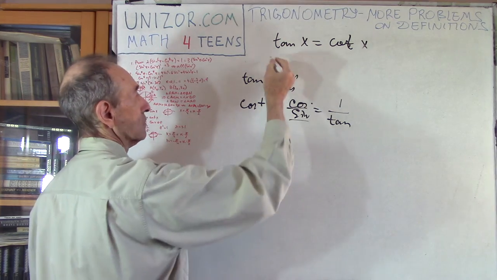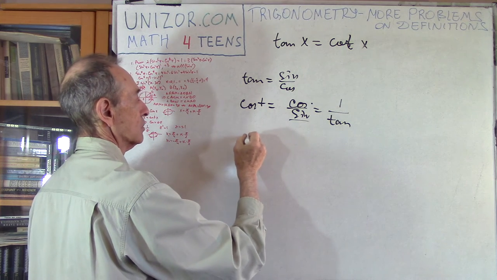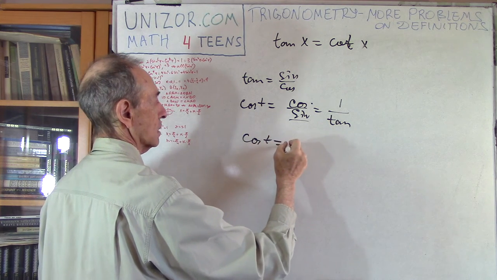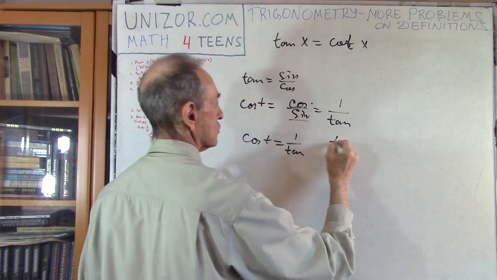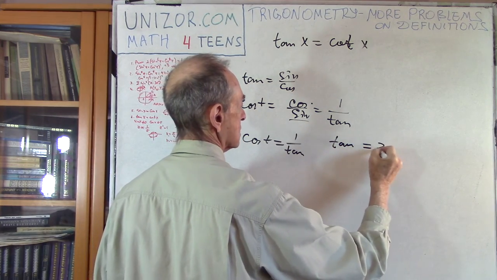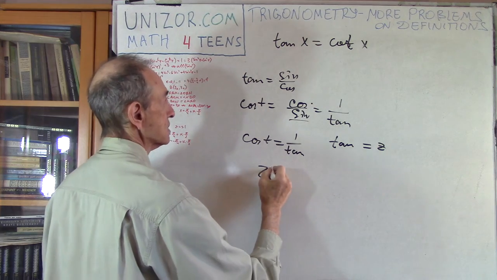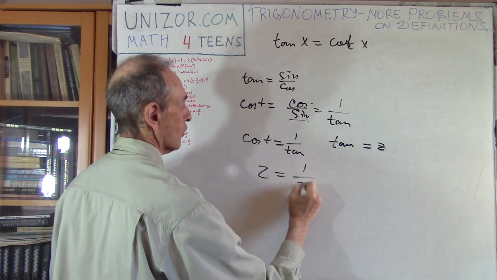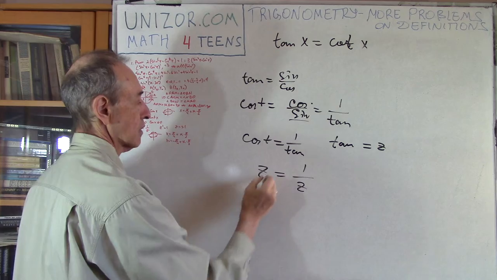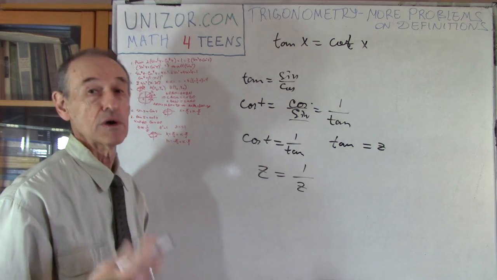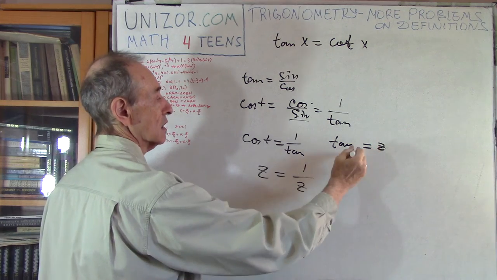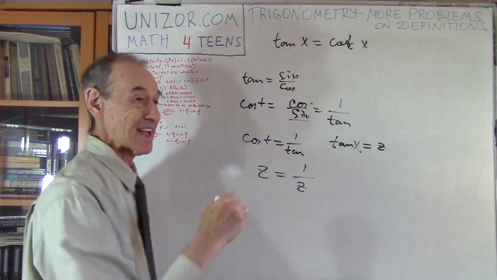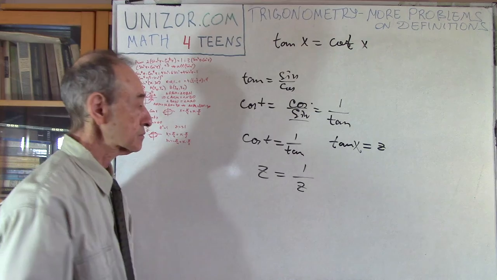Okay, so what I will do is the following. First of all, I will simplify it. I will use cotangent equals 1 over tangent. And let's say tangent is z. What do I have? z equals 1 over z. Right? That's my equation now. I will solve it for z. And then, knowing z, I will find my x, tangent of which is equal to z.